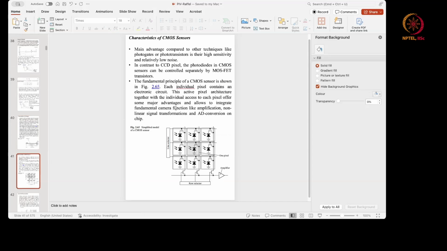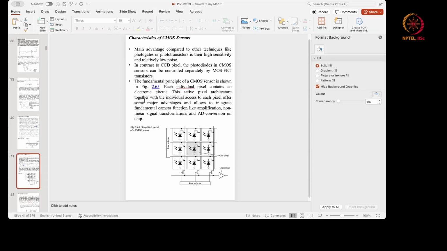Then of course, we now have the advancement of the CMOS sensors. The main advantage is that, unlike CCD pixels, there are photodiodes in the CMOS sensors, and this can be controlled. The fundamental principle is shown in this figure, which is 2.65. Here you can see that each individual pixel contains an electronic circuit. So you can see each pixel is this, and it contains an electronic circuit. Okay, so this is called an active pixel.